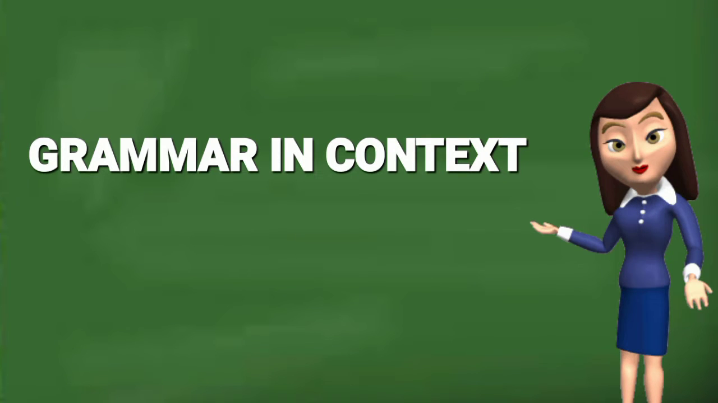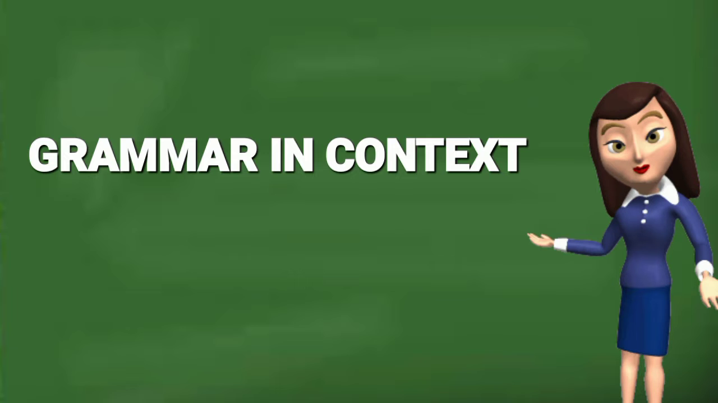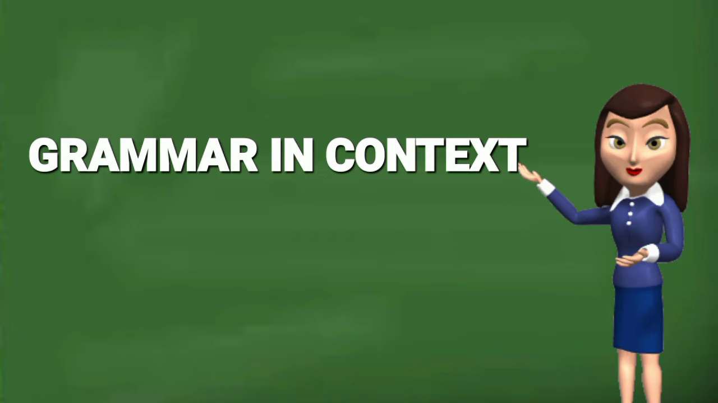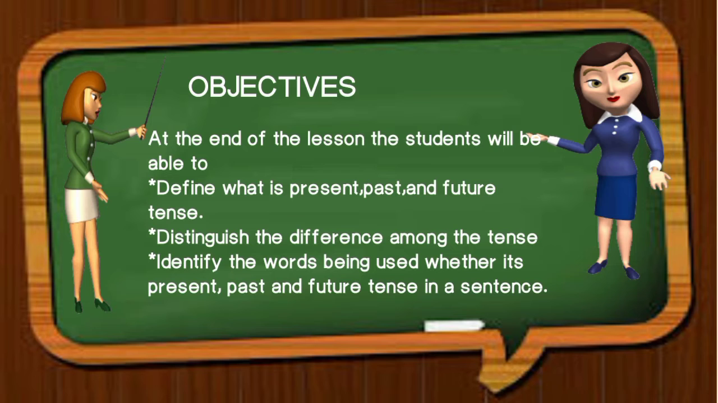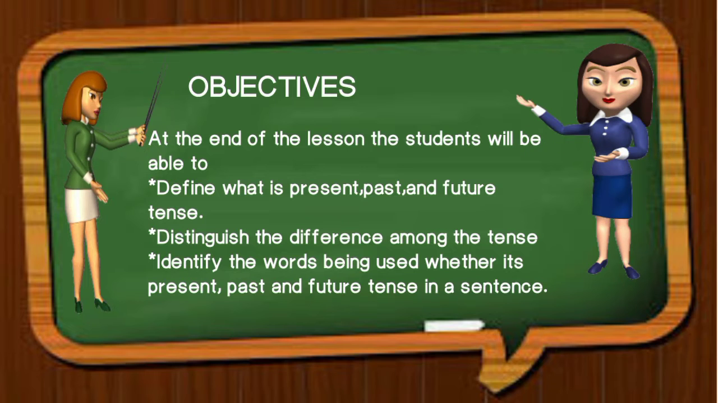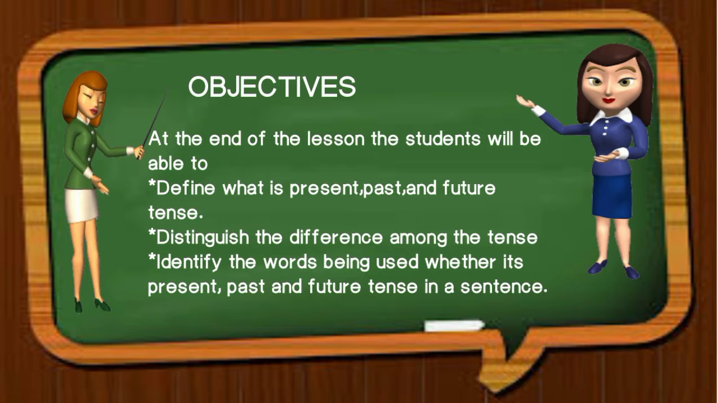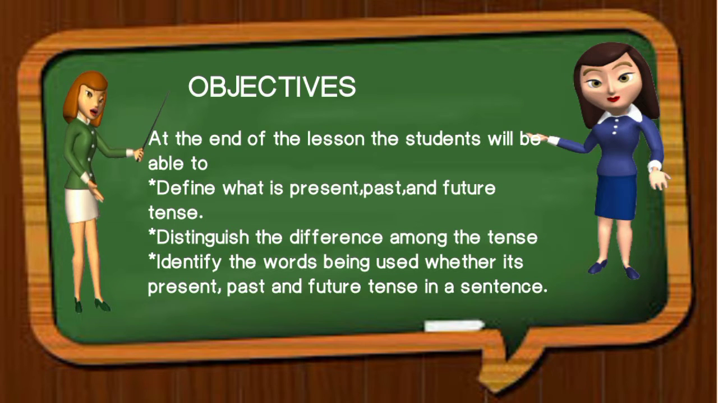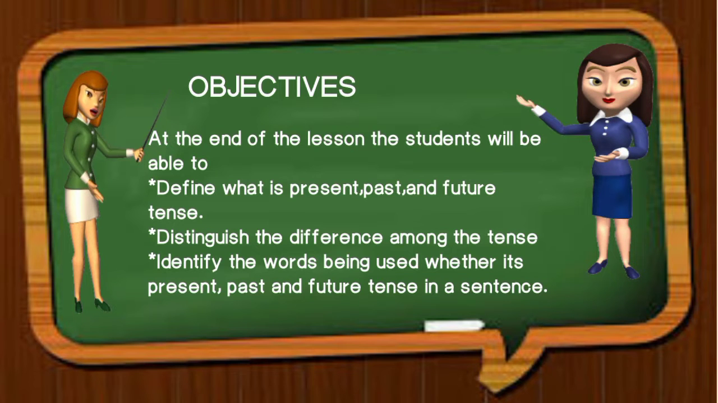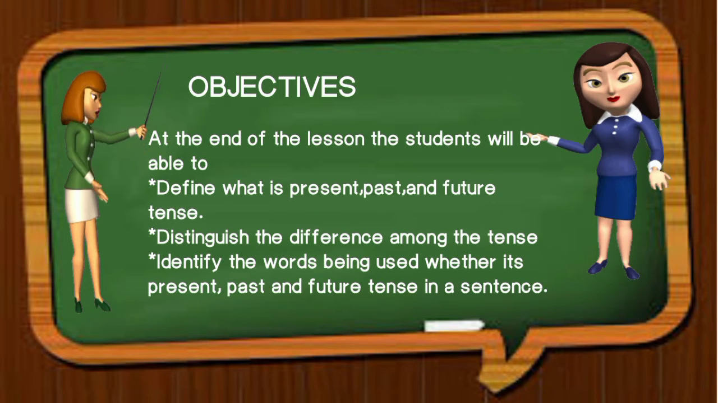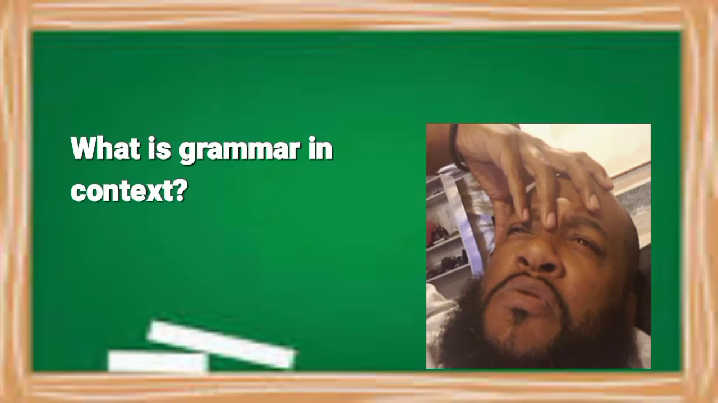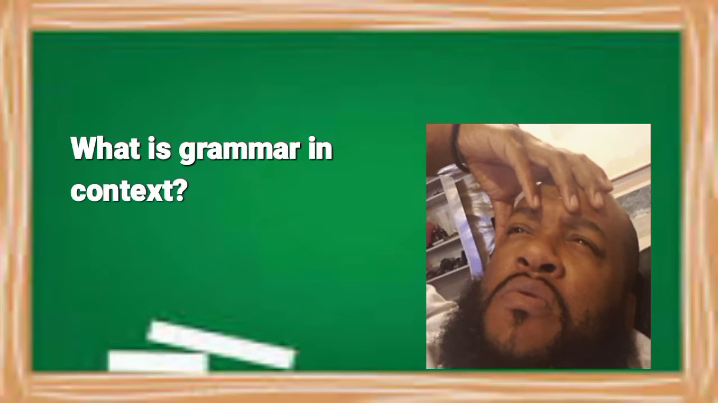Today I will discuss the most important tenses of grammar in context. But I will first state the objectives. Our objectives are: at the end of the lesson, the students will be able to define what is present, past, and future tense, distinguish the difference among the tenses, and identify the words being used, whether it's present, past, or future tense in a sentence. So what is grammar in context?